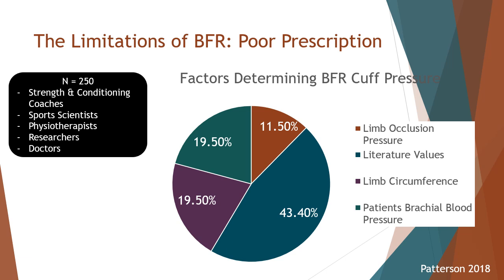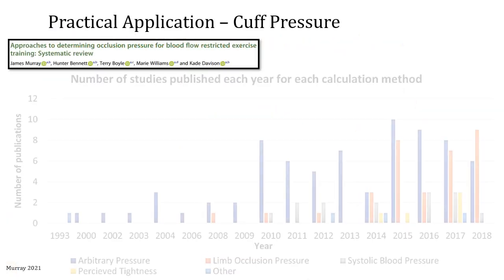The other 89% or so were using a variety of different methods, not only literature values, limb circumference, or patient brachial blood pressures. Though these are reasonable variables, particularly the limb circumference and the brachial pressures, either one of those variables independently does not adequately predict what pressure should be utilized.